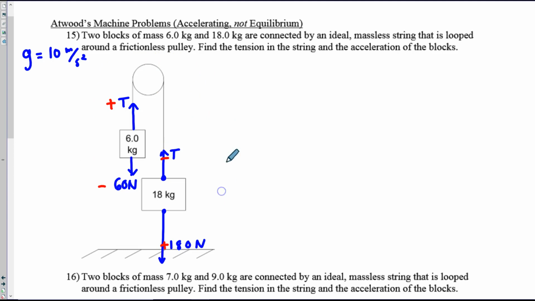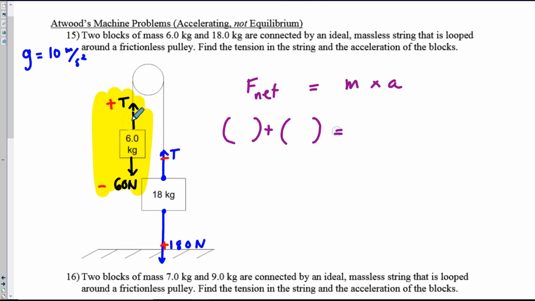Now that we've drawn our forces, we can apply Newton's second law. Net force equals mass times acceleration. The net force is something we have to analyze one block at a time. So let's turn our attention to this block. What's the net force on that block? Well, to find the net force, we just add up the two forces that are acting. I've got tension, which is positive, 60, which is negative. The mass of that block is 6.0, and its acceleration is just a.